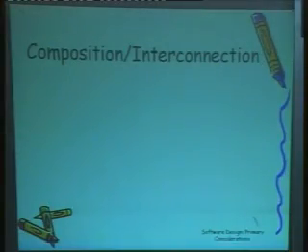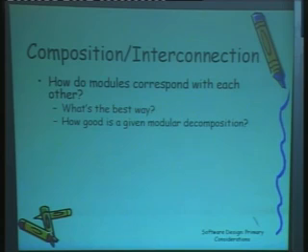And then what about composition? We know now these are the different ways of decomposition. What about composition, interconnection or collaboration and coupling? How do modules correspond with each other? What is the best way for them to correspond? Should they interact with each other too much, or should you minimize that, or should there be no interaction? Without interaction, how can they collaborate? How can you have a system with many modules? How good is a given modular decomposition? What is the goodness property?